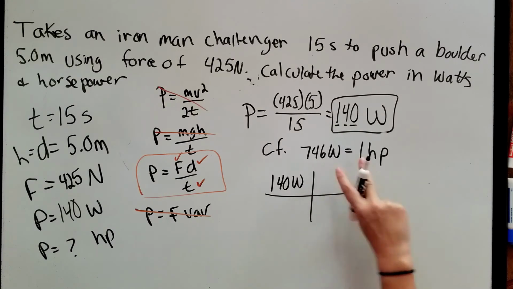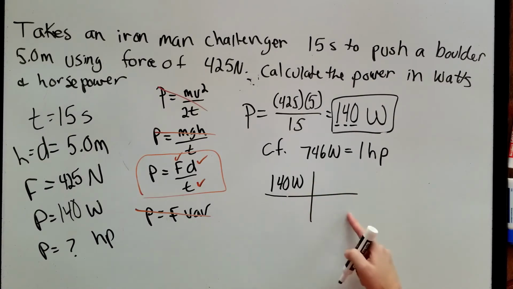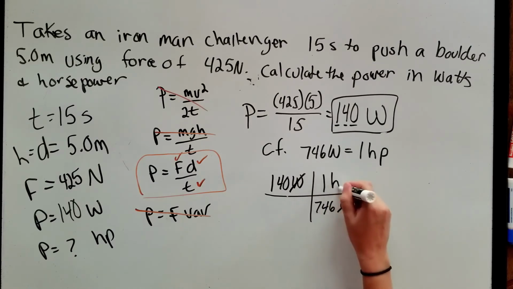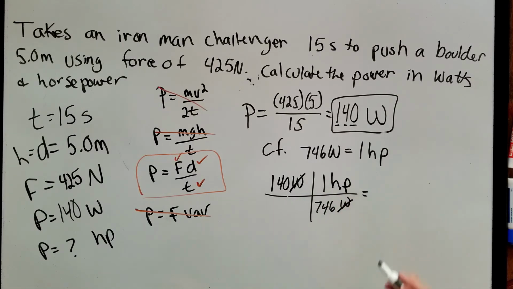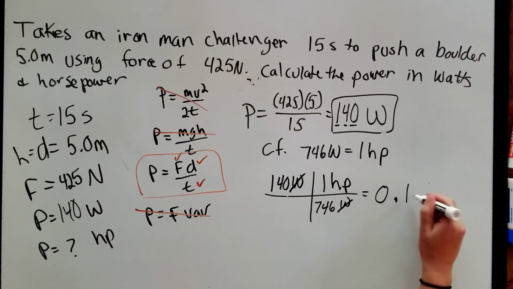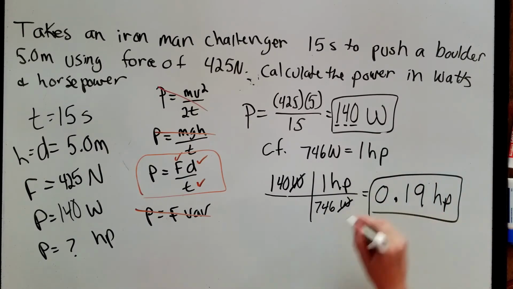I then am going to take this conversion factor and put it so that the watts are on the bottom part here, because they need to be on the bottom so that they're on opposite sides of that horizontal line, causing them to cancel. That's going to put my horsepower on the top. So to figure out my horsepower, I'm going to take 140 and divide it by 746, and I'm going to keep two significant figures. So it's going to be 0.19, so I'm going to end up rounding it up, HP.